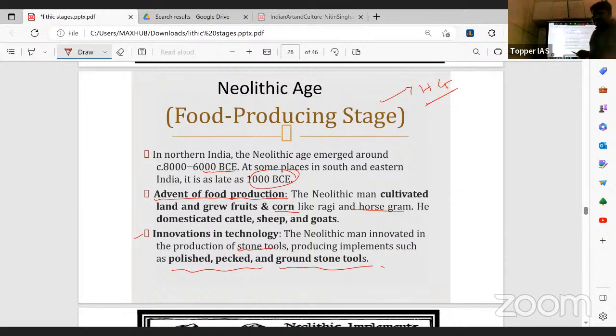So first is the advent of food production. For the first time in Neolithic, people started producing food grains like ragi, horse gram, and corn, and domesticated cattle, sheep and goats. Plus they innovated the technology to produce stone tools, which were polished, pecked, and ground stone tools.